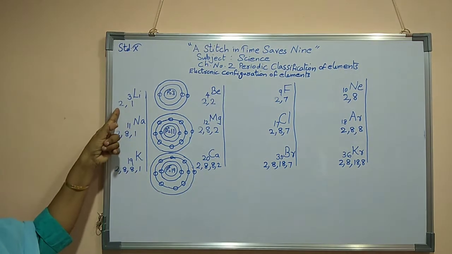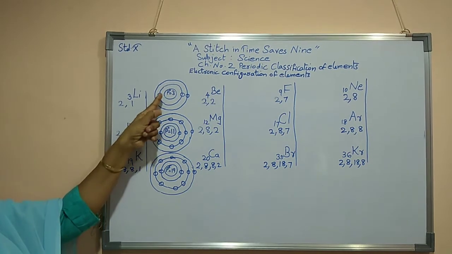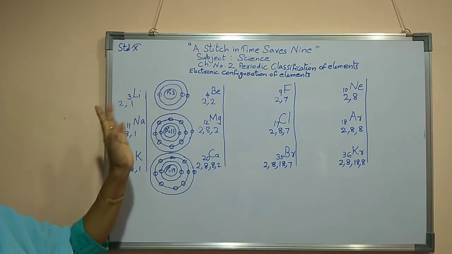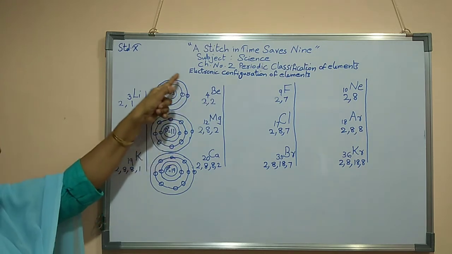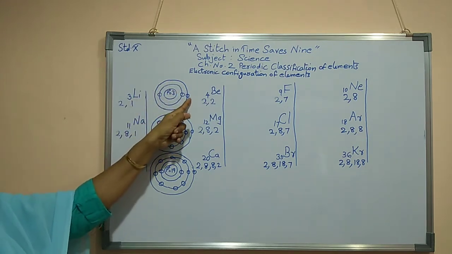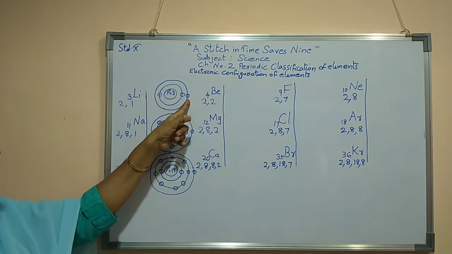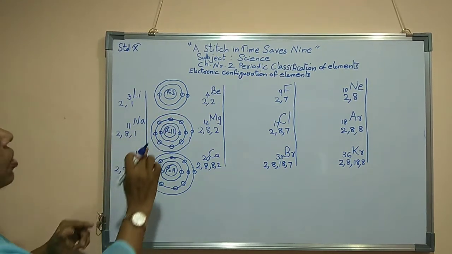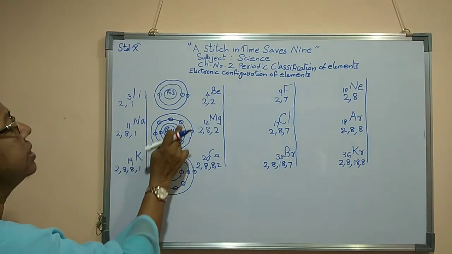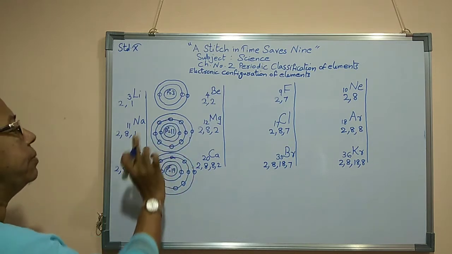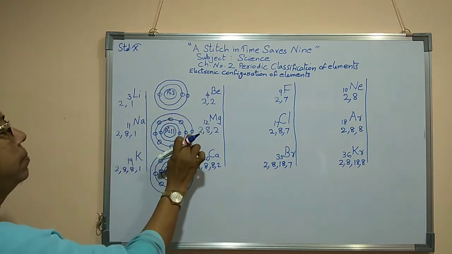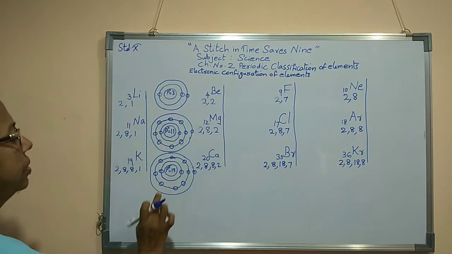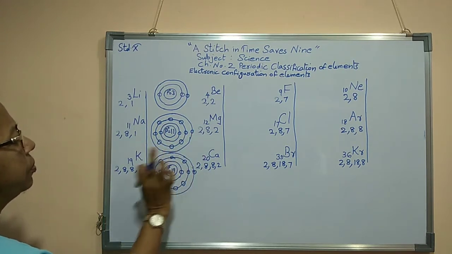Similarly, here you see 2, 1. The first orbit can occupy a maximum of 2 only. Then that 2 I made. After that the next orbit begins, that is having 1 electron. Then here the first orbit is completed with 2 electrons. The second orbit can occupy a maximum of 8. That is completed here. Then the new orbit begins, that is having 1 electron. Now here this is about potassium.